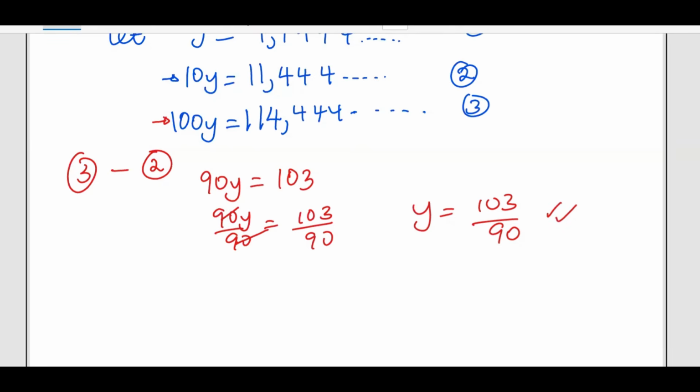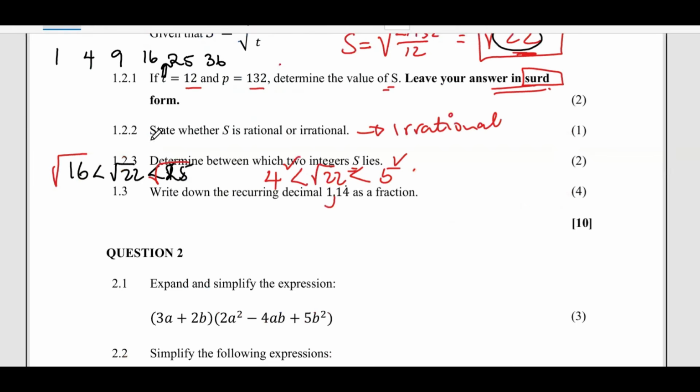Okay, you can confirm that by punching it in the calculator and see if we're going to get the same answer, which is 1.14444. Okay, so that is how we do that if there's a number that is missing or a number that is not recurring. All right, then we move on to the next question, which is question number 2.